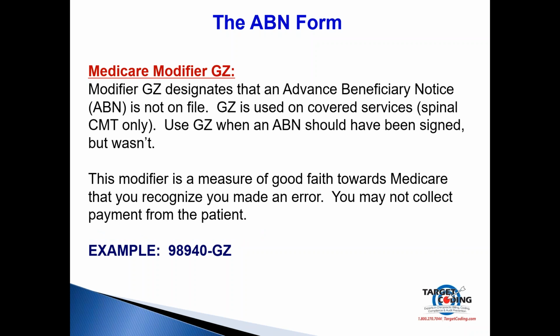GZ, hopefully you'll never have to use the GZ modifier, because that tells Medicare that you should have had an ABN signed, but you didn't. So use GZ when an ABN should have been signed, but it wasn't. This is a modifier that's a measure of good faith towards Medicare that you recognize you made an error. You may not collect payment from the patient. So hopefully you never have to use the GZ modifier.